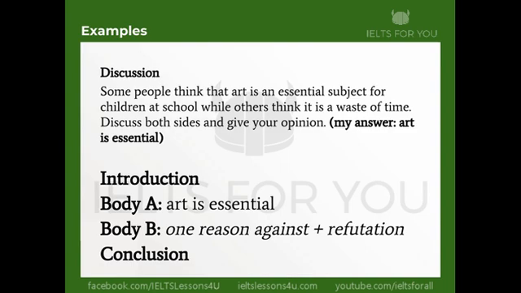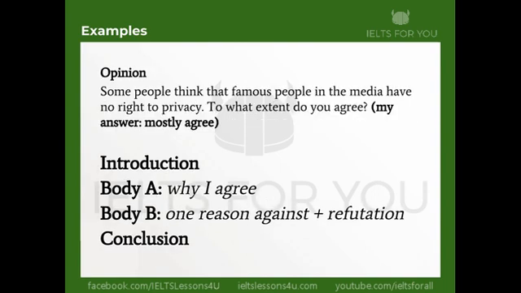For our discussion topic about whether art is essential or a waste of time, in body A, explain why art is essential. Give the main reason why art is so important for children at school. In body B, suggest one reason people disagree. Again, 2 or 3 sentences just to explain that idea, and then a refutation. Answer that counter-argument.